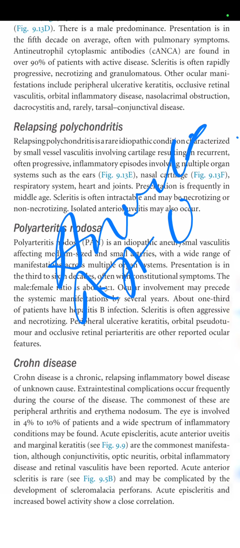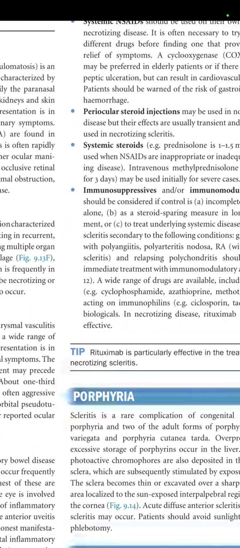Acute anterior scleritis is rare and may be complicated by the development of scleromalacia perforans. What is scleromalacia perforans? It is a necrotizing scleritis without inflammation. Acute episcleritis and increased bowel activity show a close correlation.